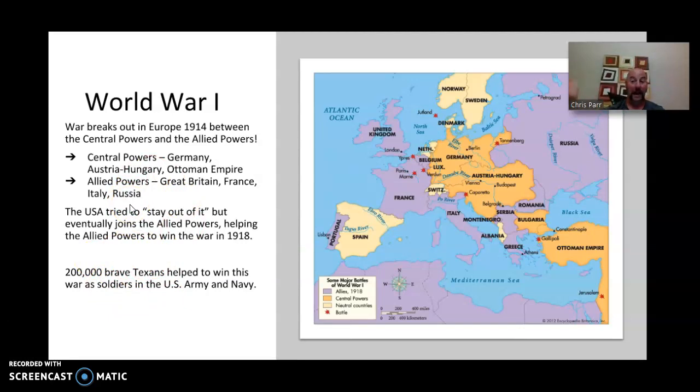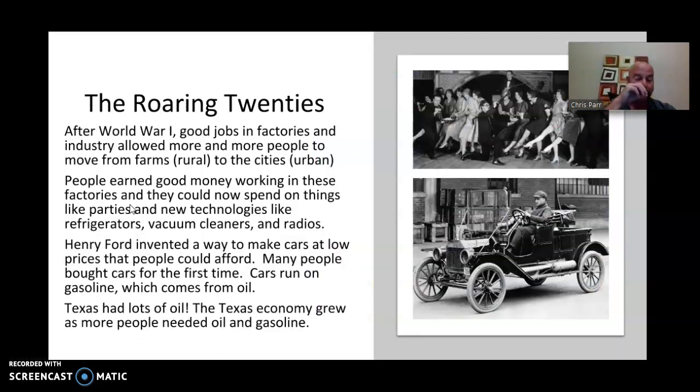The United States and Texas get involved in some world conflicts. Well, after World War One, there were great jobs in factories. People were working in factories during the war to build tanks, ammunition, things for the war. People were moving to work in these factories, and they're starting to make good money. And people are moving from the farms, from the country, to the cities.